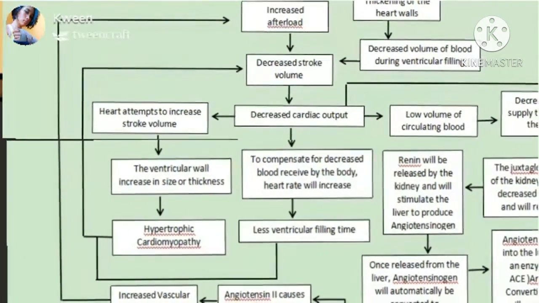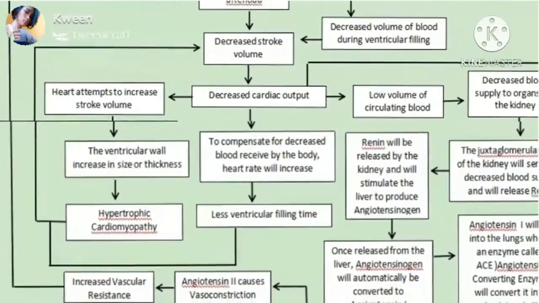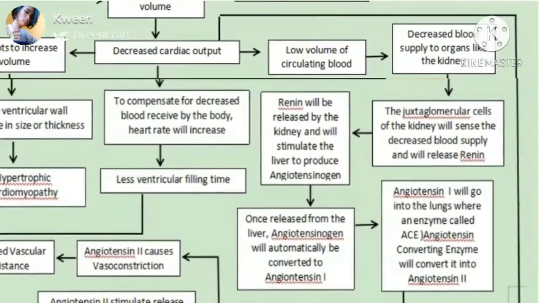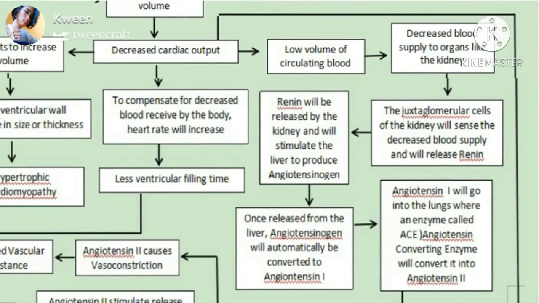Next, decreased cardiac output will also result to a low volume of circulating blood. This will cause a decrease in blood supply to the organs like the kidney. Now, if there is a decreased blood supply in the kidney, the juxtaglomerular cells of the kidneys will sense it, and it will release renin.